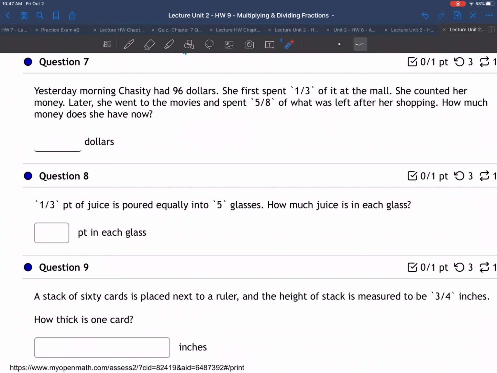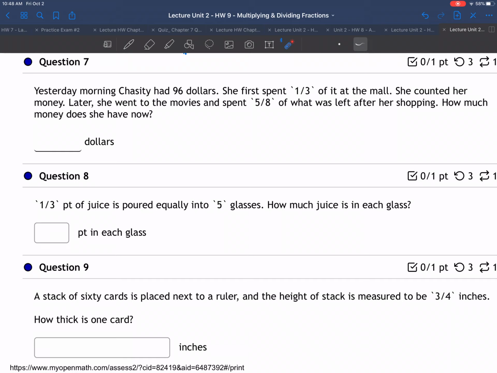Welcome to an example of a word problem involving fractions. So what does it say to us? It says, yesterday morning, Chastity had $96. She spent 1/3 of it at the mall. She counted her money. Later, she went to the movies and spent 5/8 of what was left after her shopping. How much money does she have now?